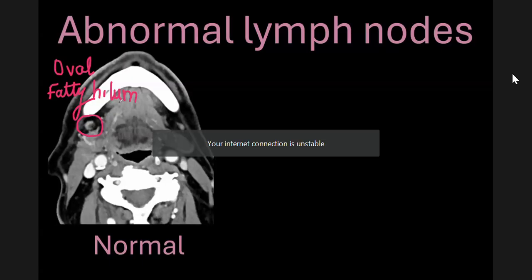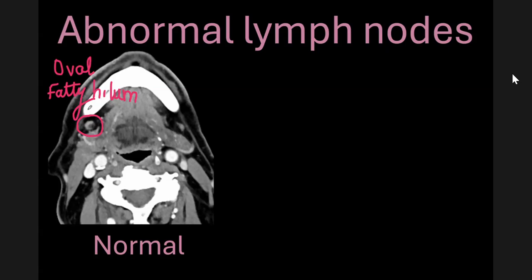These lymph nodes are rounded and they have a maintained fatty hilum. So here is a fatty hilum in the lymph node. So that is what a normal lymph node looks like.